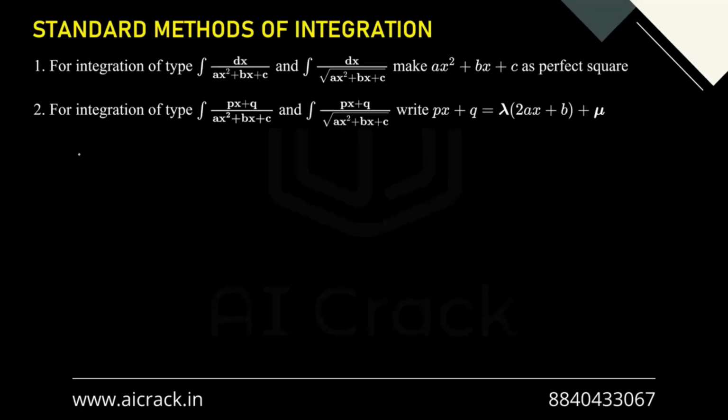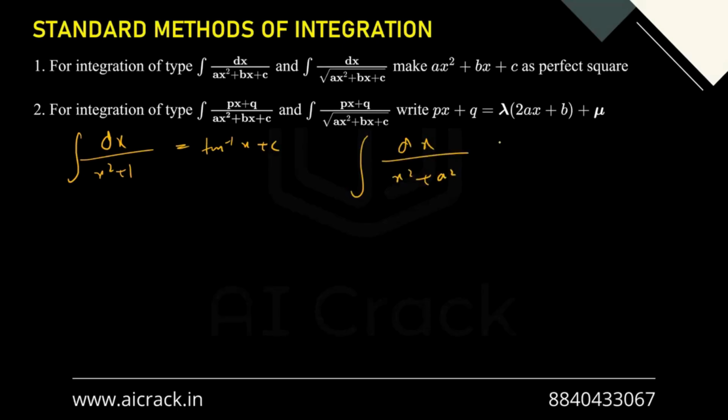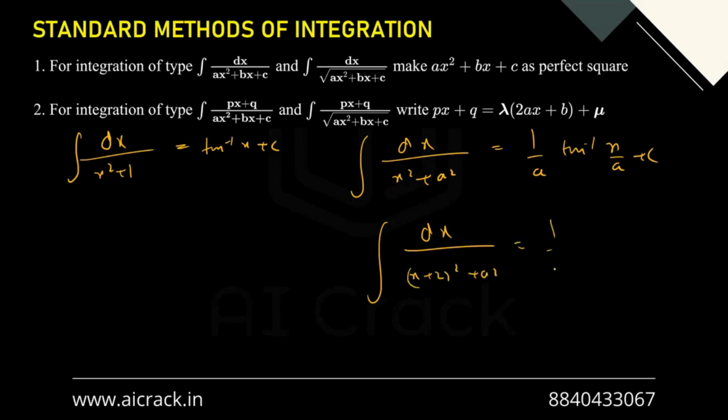Okay. So let's say we have the integral dx upon x square plus 1. Now this is our very own tan inverse x plus c. Simple, right? Let's say we have dx upon x square plus a square. Now we saw that this becomes 1 by a tan inverse x by a plus c. Now what if I do dx upon (x plus 2) whole square plus a square, right? Now this becomes 1 by a tan inverse of (x plus 2) by a plus c, based on the third property, right?